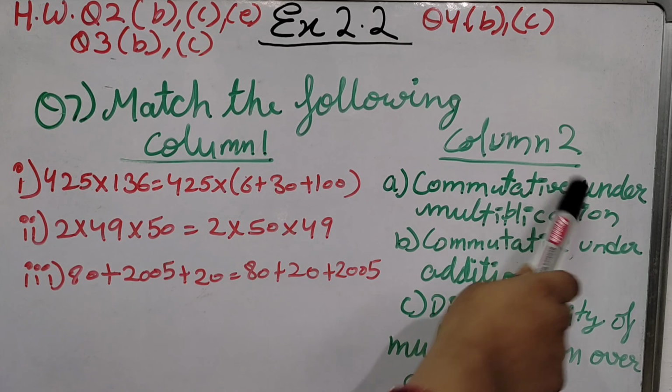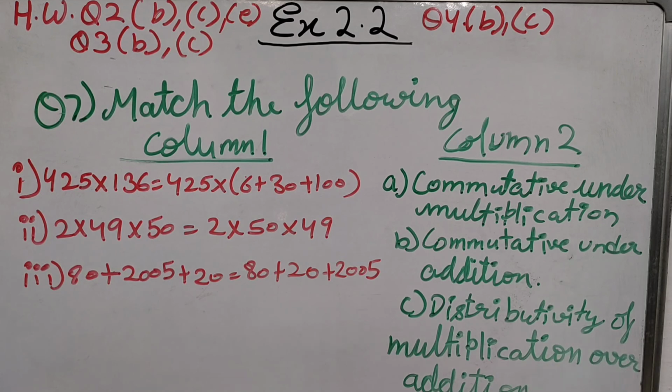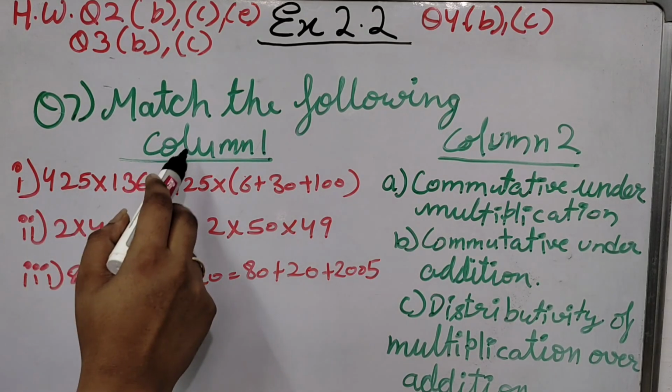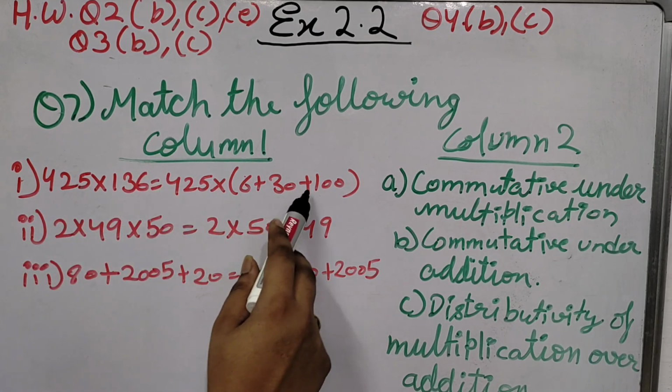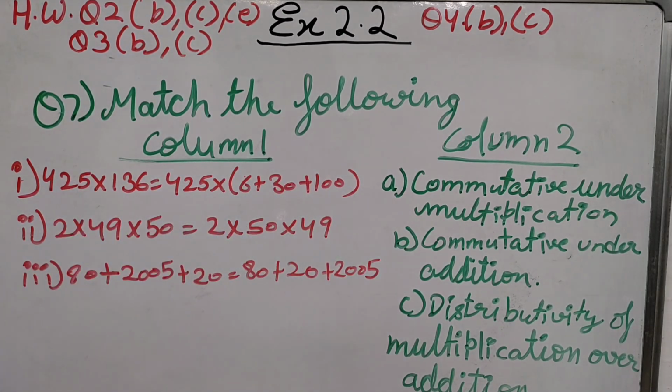First property is commutative under multiplication. Second property is commutative under addition. Third property is distributivity of multiplication over addition. Now, we need to match the correct property with the correct equation. Here we are seeing that in the first part of column 1, we had distributed 136 into 6 plus 30 plus 100. Here we are having addition and here we are having multiplication. So, this is the property of distributivity of multiplication over addition. So, in column 2, this property is lying in part C.